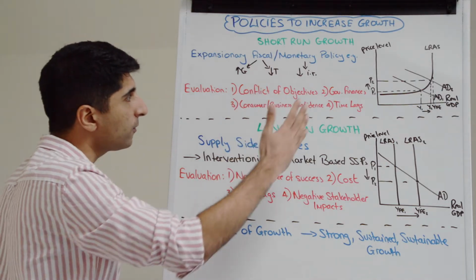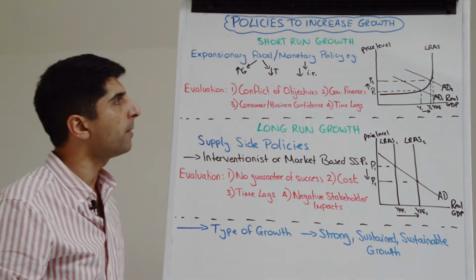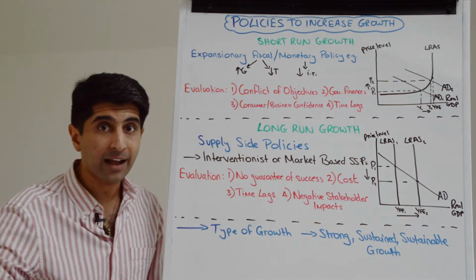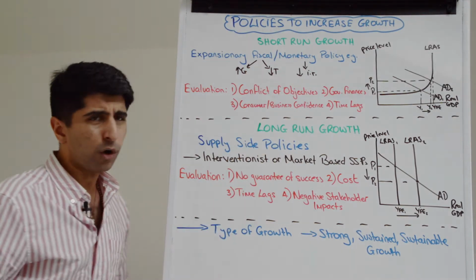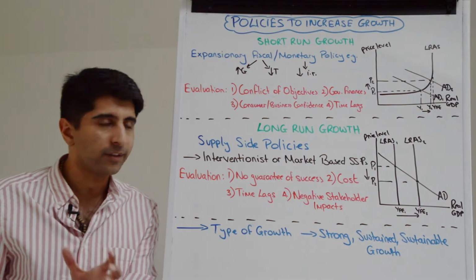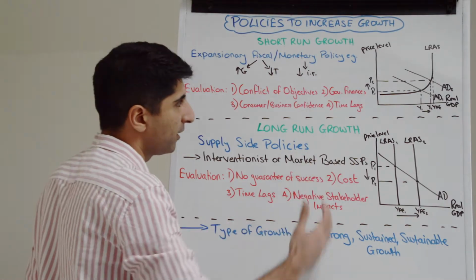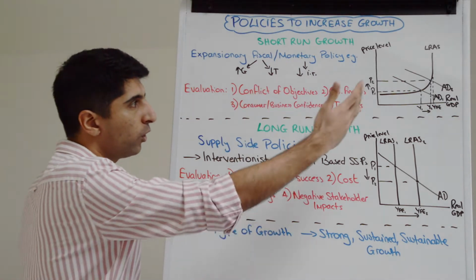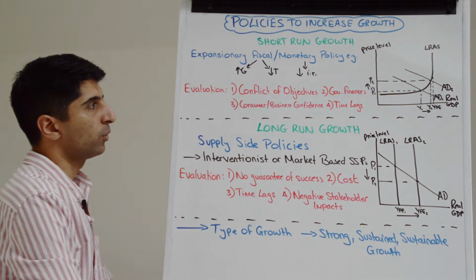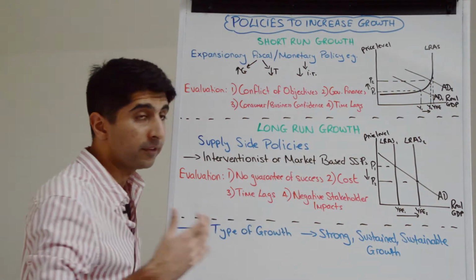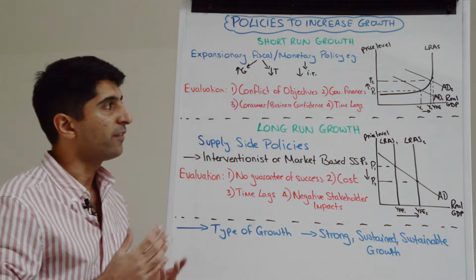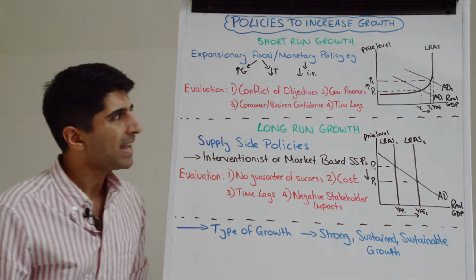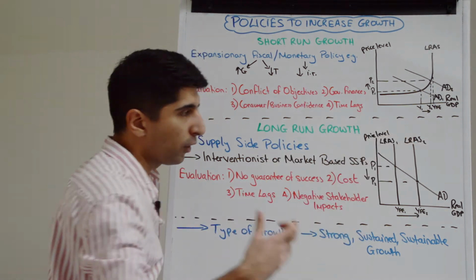We also know that a lot of these policies are dependent on strong consumer and business confidence. Our tax cuts, for example, our interest rate cuts as well. And we know that confidence isn't always high, especially in a recession when aggregate demand is very low. Confidence is very low, which could limit the effectiveness of these policies working in boosting AD and boosting short-run growth. These policies can also come with severe time lags, which could limit the effectiveness of these policies straight away in boosting growth. But what if the economy isn't operating with a lot of spare capacity?